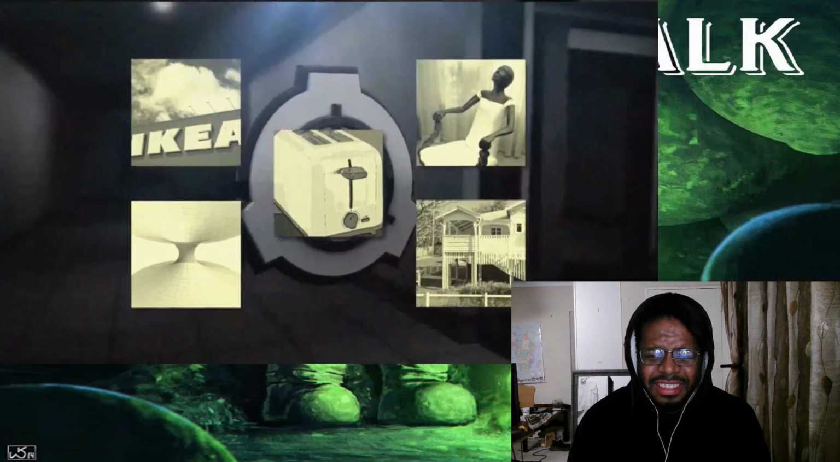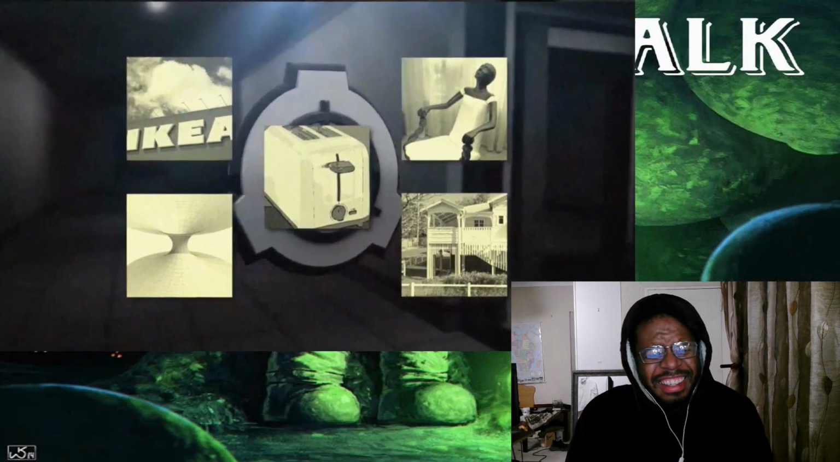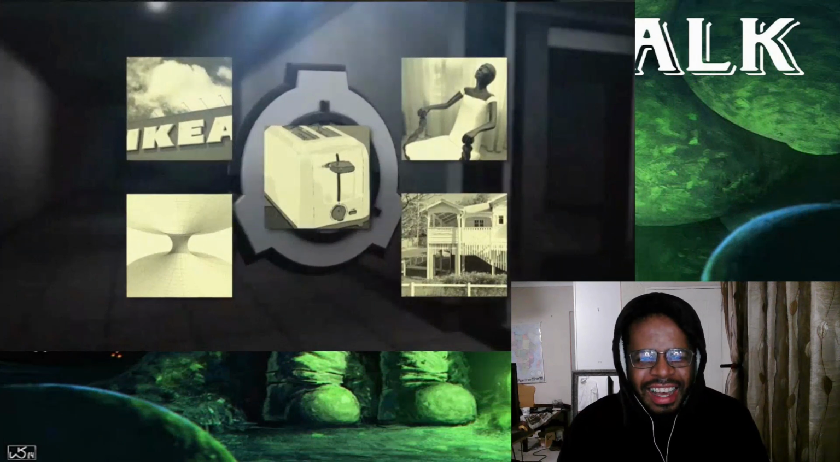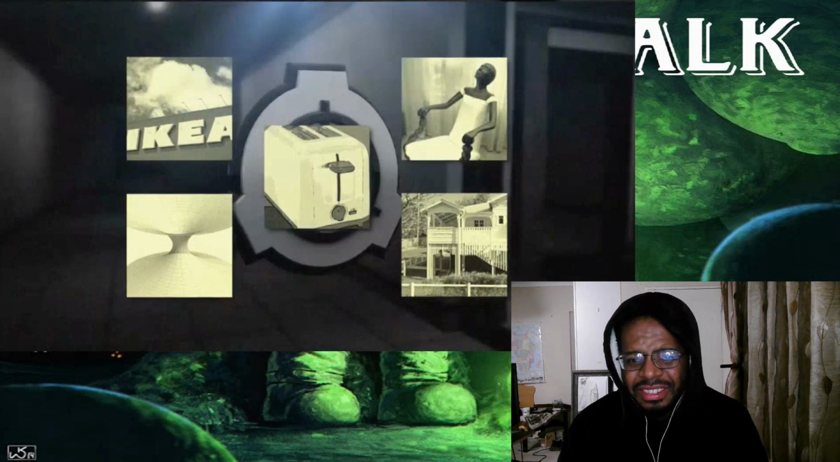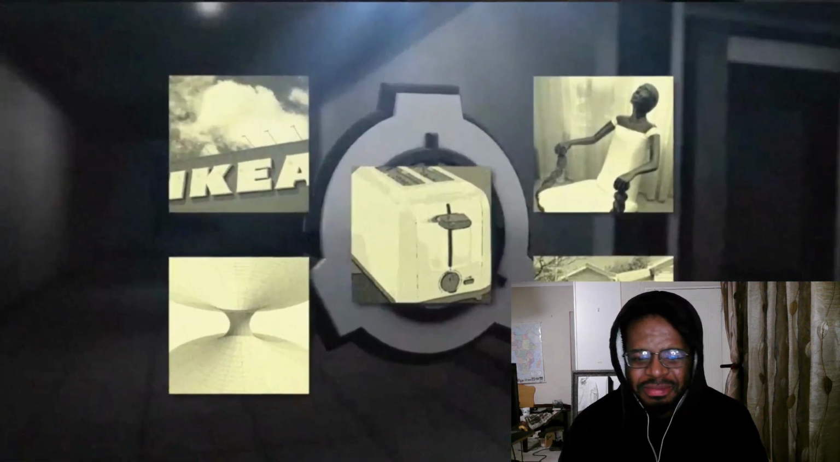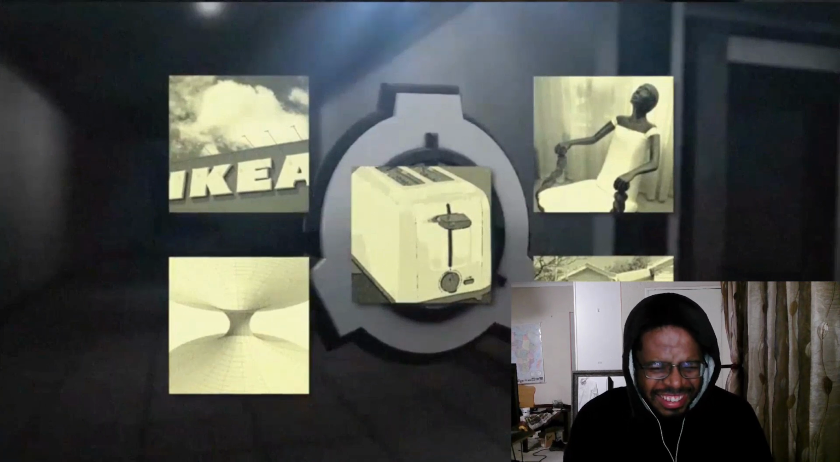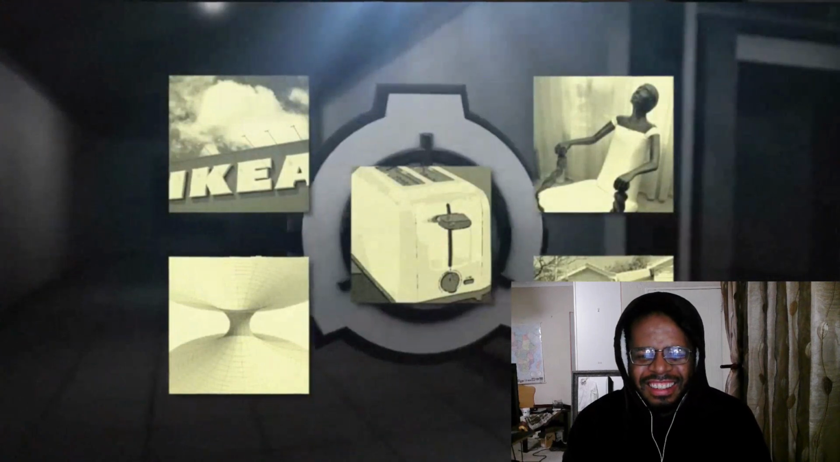Guys, like a wormhole, IKEA, a toaster. I think that's a mannequin, or maybe the dress is the SCP. I'm not sure. And then a house on stilts. Okay. I wonder what type of stories they had for a toaster, though. And SCP-1609.